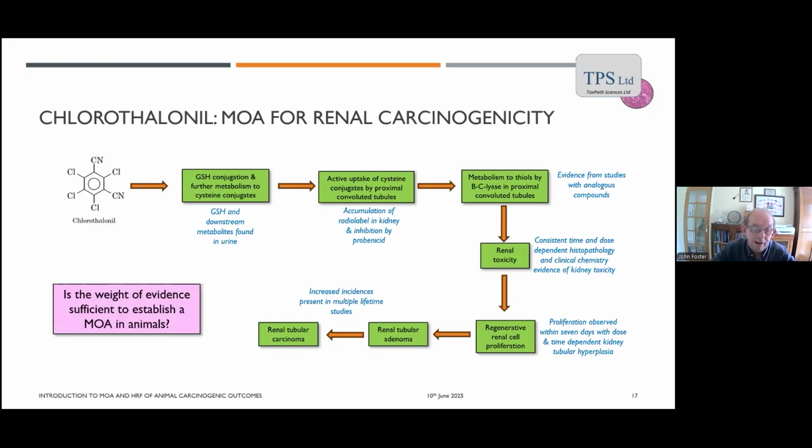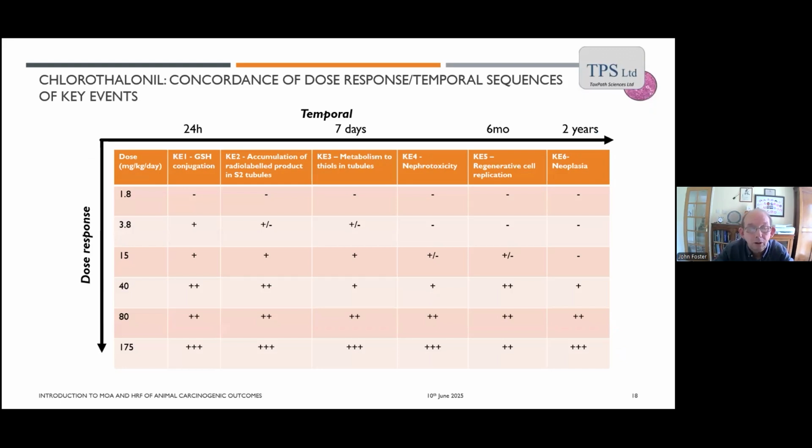So was the weight of evidence sufficient? Well, we go back and we do this concordance, 24 hours up to 2 years. So at the low dose, no, we didn't see anything. At the higher dose, we saw the early key events up to metabolism of thiols, but we didn't see anything else. And then at the carcinogenic dose levels, 40, 80, and 175, we saw all of the key events, including the neoplasia.